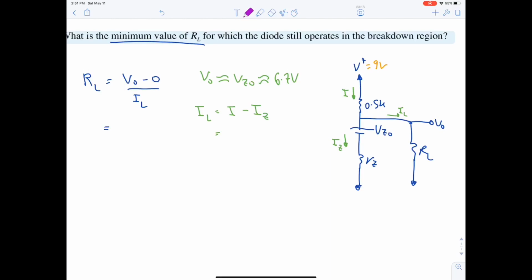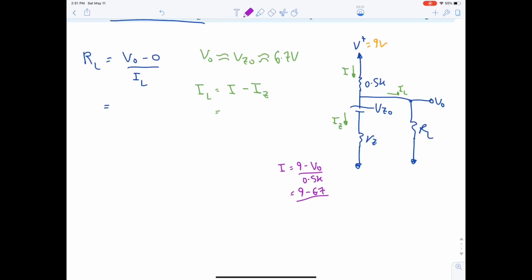Okay? What is I? Now we can do Ohm's law. I is equal to 9 minus V naught over 0.5K, which is equal to 9 minus 6.7 divided by 0.5K, which will result in 4.6 milliampere. Okay? And IZ has to be minimum also.